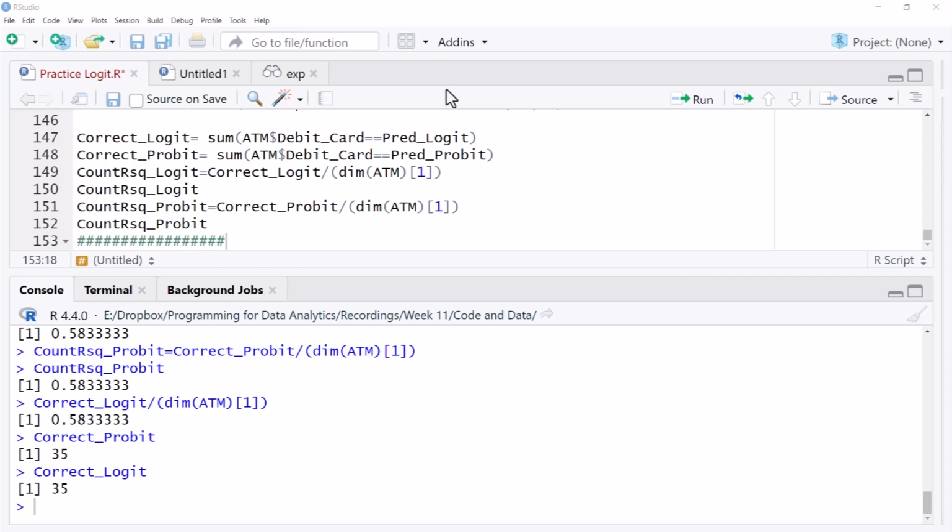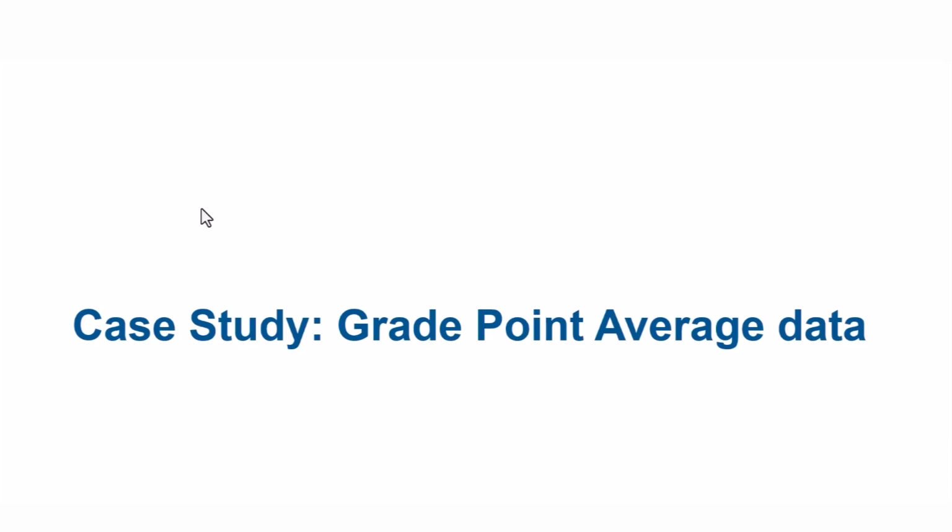So in this example, we examined the ATM ownership data and we found that logit and probit models were giving very similar results. In this video, we'll introduce the fourth case study, which is the grade point average data case.